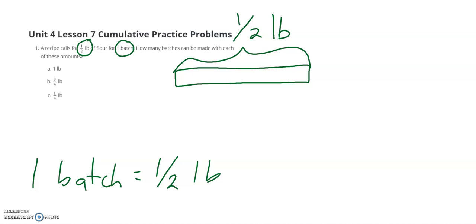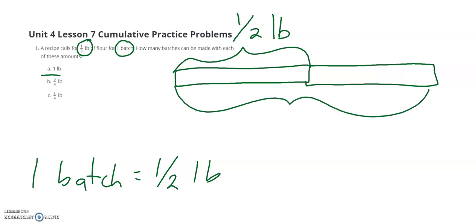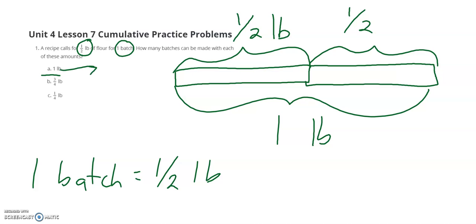How many batches can be made with each of these amounts? What if we have a whole pound? I know that there are 2 halves in a whole, so this is 1 pound, which makes 2 batches. So, for 1 pound, you can make 2 batches.